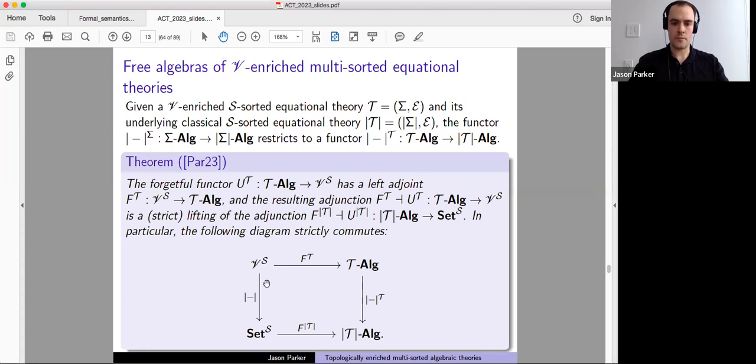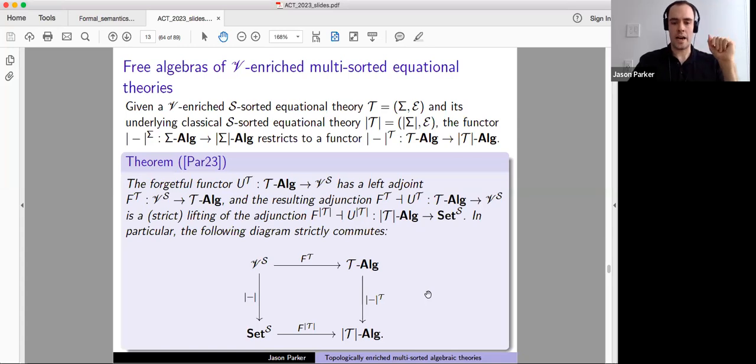So we have here on the left the extension of |-| from V to Set, so V^S to Set^S. We have F^T on top, so the left adjoint for T-algebras. We have the left adjoint for |T|-algebras on the bottom. And we have here the aforementioned functor from T-Alg to |T|-Alg.